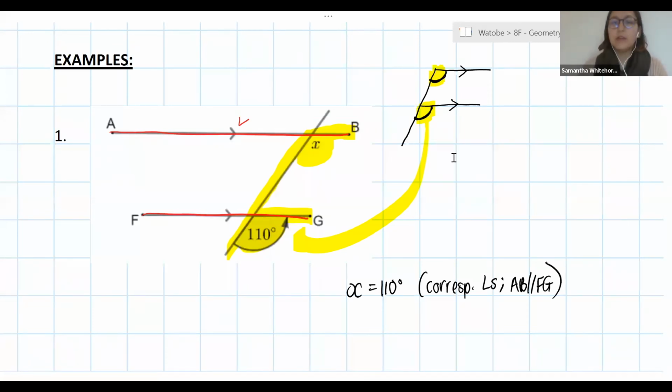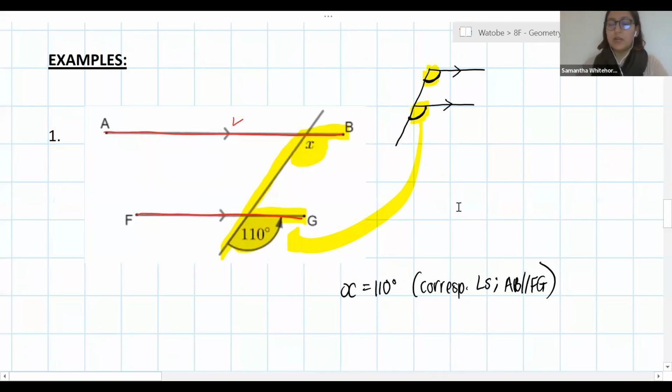Alrighty. So guys, we looked for the F shape, and then we tried to see, do I have any angles here that I can say are equal to each other? And we could see that because of the F shape, and moving that onto my diagram, I had 110 is equal to X.